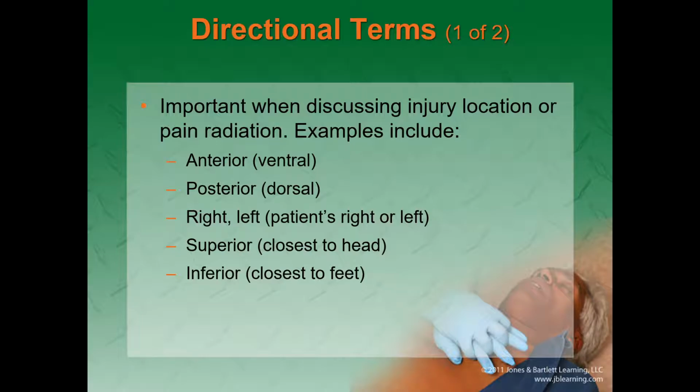Directional terms are very important when you're discussing an injury location or where pain is radiating within the body. We typically have a reference point first, and then we describe the injury in relation to that reference point. So anterior or ventral is going to be towards the front of the body. Posterior or dorsal is towards the back of the body.